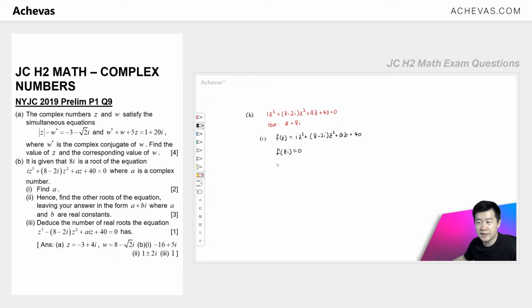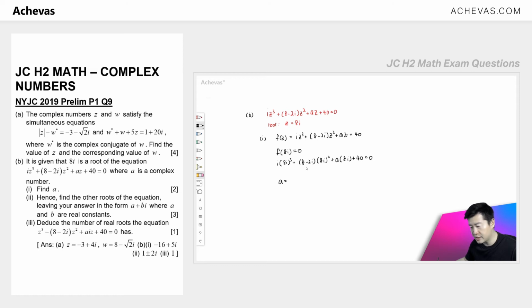f of 8i is equal to 0, which means that it is going to be i of 8i to the power of 3 plus 8 minus 2i, then 8i to the power of 2, plus a times 8i plus 40, this is equal to 0. Then I can make a the subject. a is going to be equal to this.